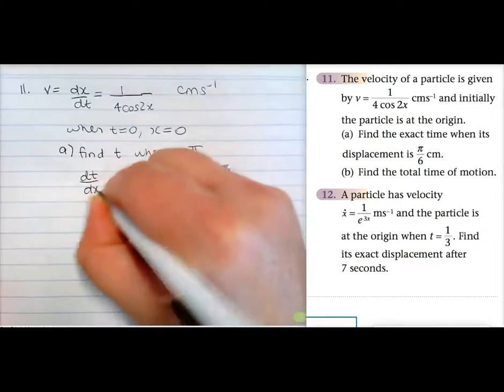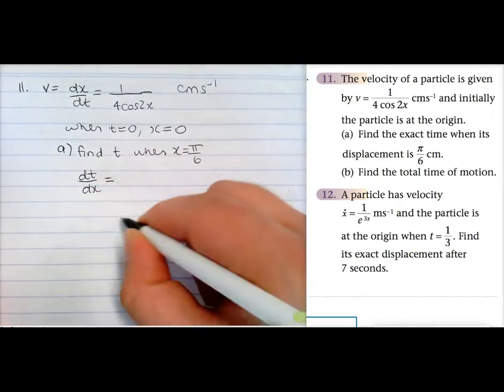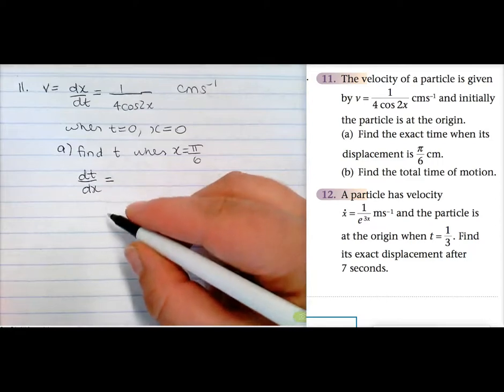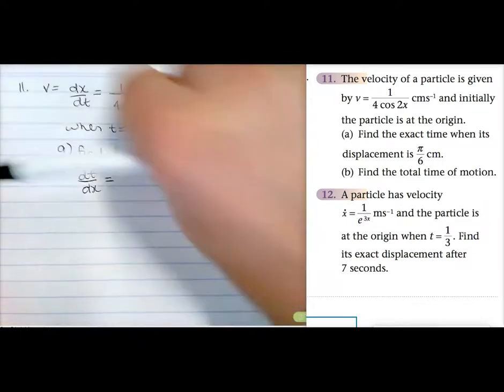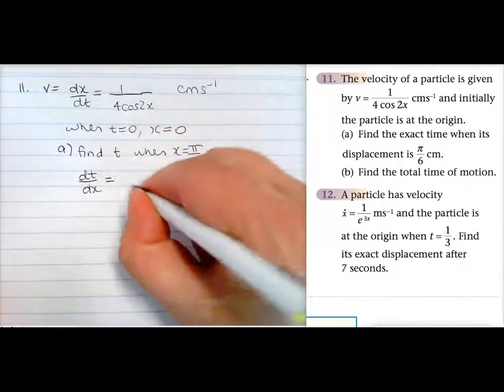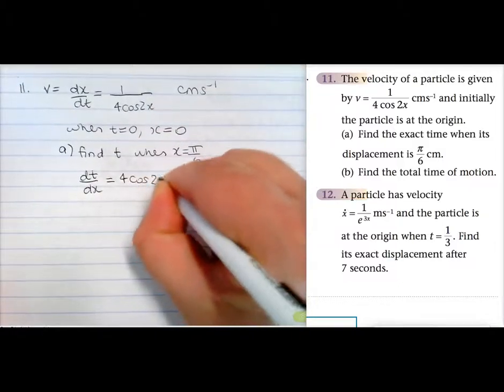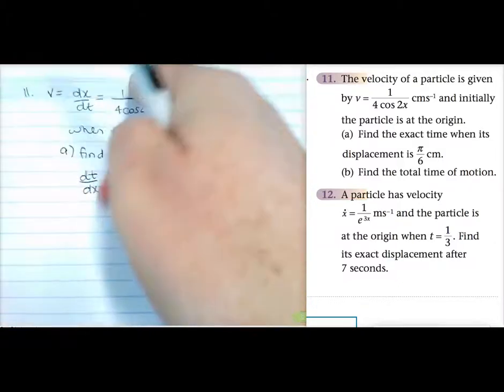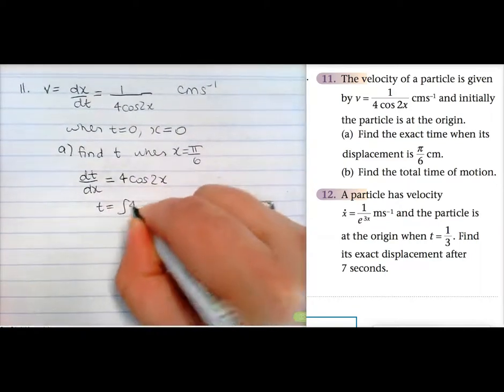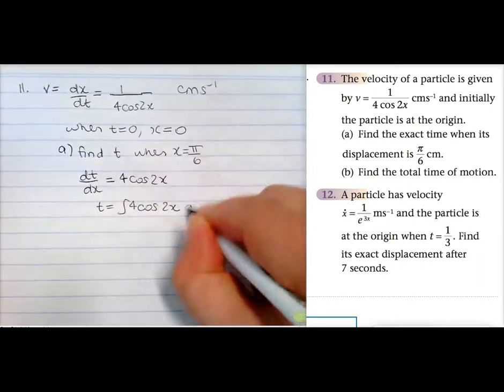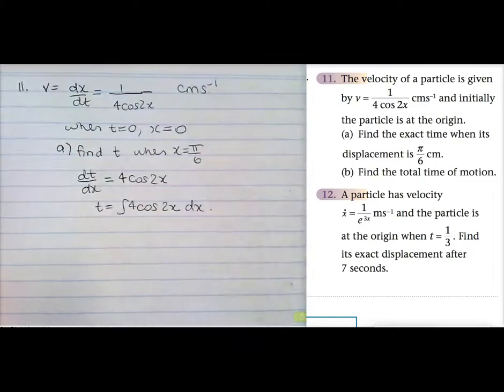So taking the reciprocal, dt/dx is what? Does the 4 go to the numerator? Yes. You swap, flip. It's 4 cos 2x, not 1 on 4 cos 2x. It's the reciprocal of that. Therefore, t is the integral of 4 cos 2x dx. You okay, girls? Swap the numerator and the denominator.